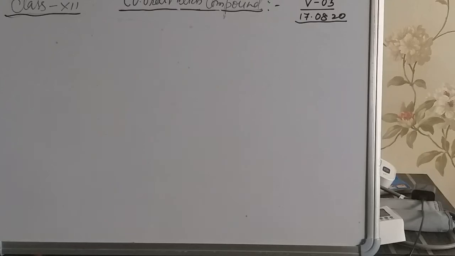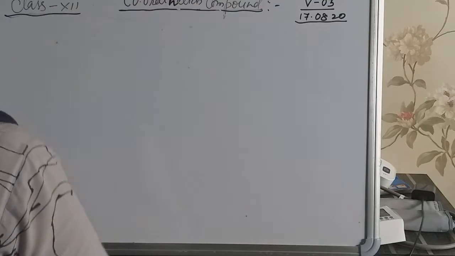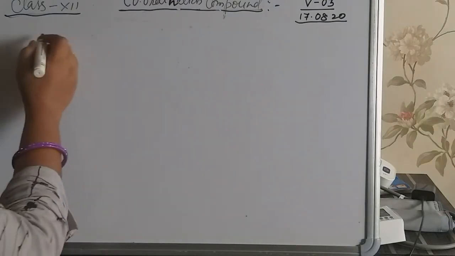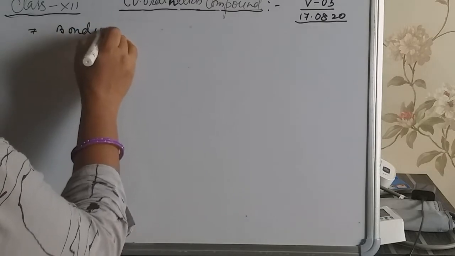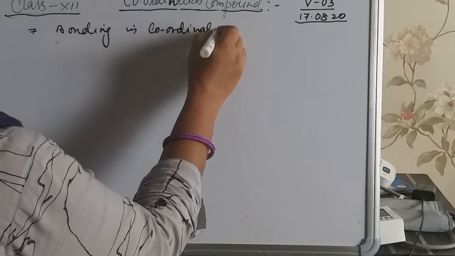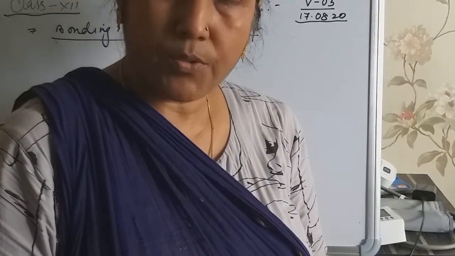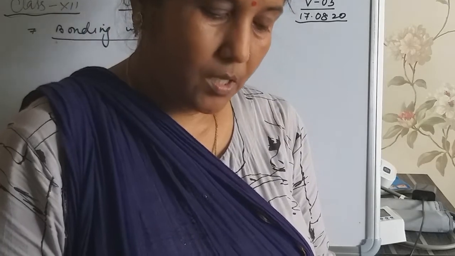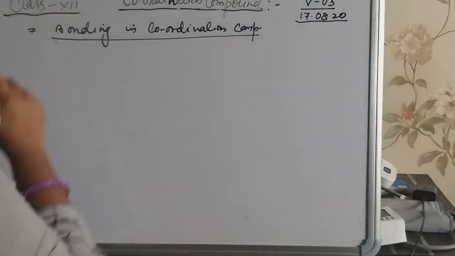Good morning, students. In coordination chemistry today we will discuss bonding in coordination compounds. So today our topic is bonding in coordination compounds. In bonding in coordination compounds we will study Werner's theory, valence bond theory and crystal field splitting theory. At first we will discuss Werner's theory.